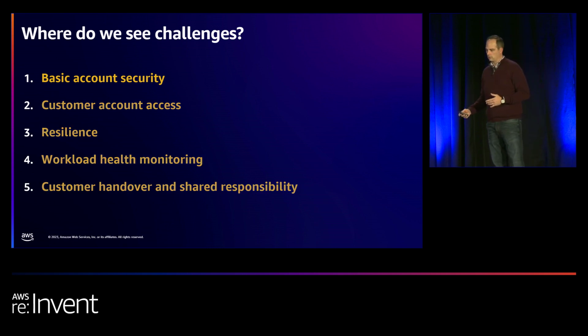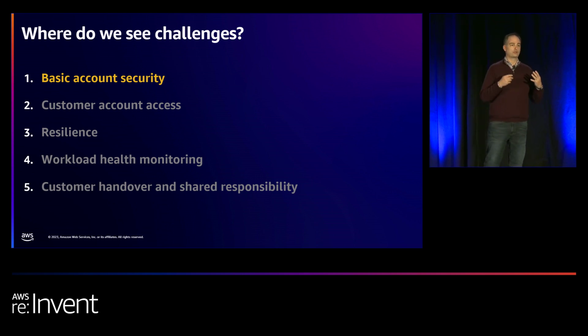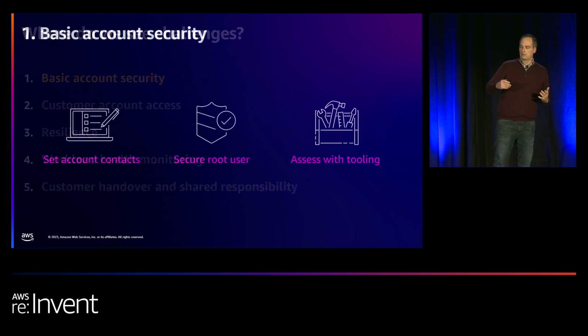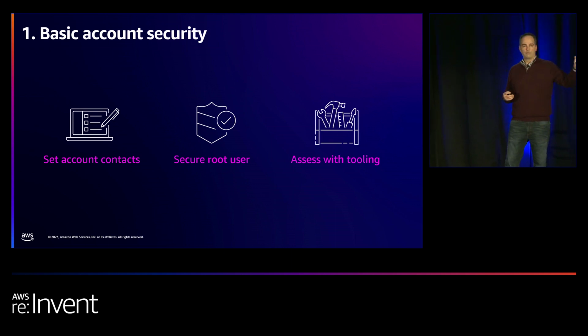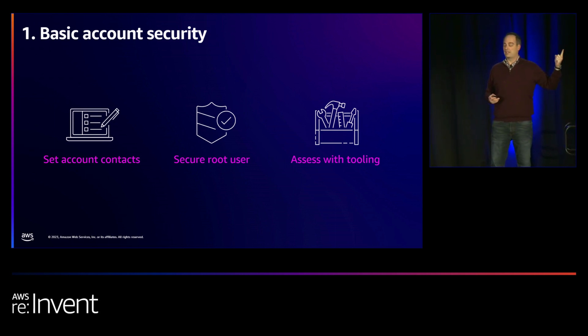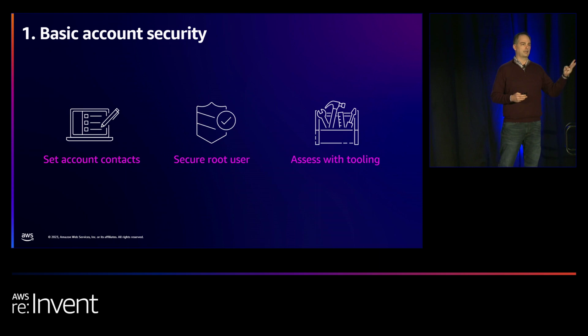So to get things started, we'll start off talking about basic account security. As the name implies, these are very fundamental, foundational best practices that are super critical to get right, because if you don't get these right, they can undermine all of the other controls that you have in your environment. When we think about basic account security, we really think about 3 primary things. First of all, set the contacts for each one of your AWS accounts, secure the root user, and then use tooling to automatically assess the security posture of your AWS environments.